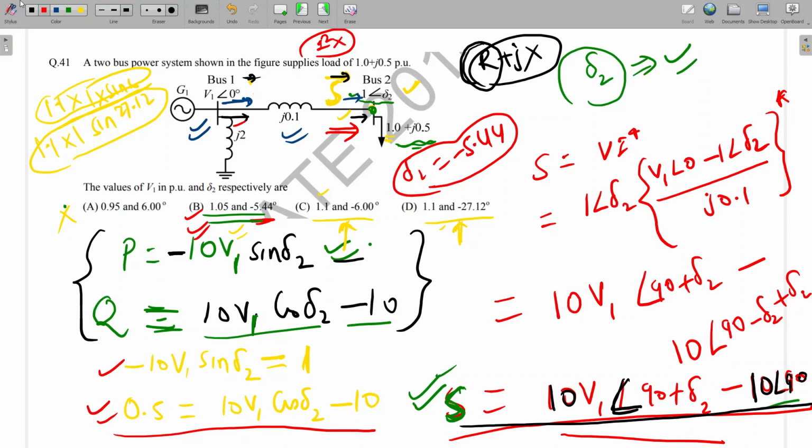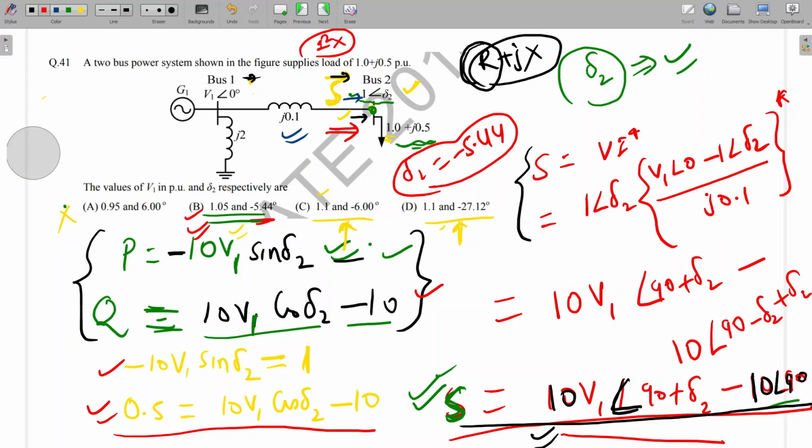So what will be the step? First you do the V I conjugate. After that some expression will come. That expression we will take cosine for the real power and sine for the reactive power. Now is it clear? Clear, sir. Okay. So now second part, I will calculate all the real and reactive power here at the sending end side.